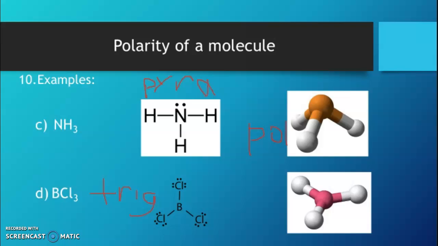Trigonal planar is one of the three shapes that we ask ourselves a second question: are all the outside atoms the same? And these are, they're all chlorine. And since they're all chlorine, they're all the same, that would make this a nonpolar molecule. So in this example, that would be nonpolar because it's symmetrical, they're all the same. Okay, next example.